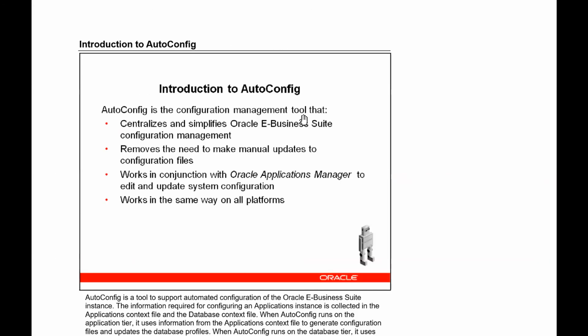AutoConfig is the configuration management tool which centralizes and simplifies the Oracle E-Business configuration management, removes the need to make manual updates to the configuration files, works in conjunction with Oracle Application Manager to edit and update system configuration, works in the same way on all platforms. So it centralizes and simplifies Oracle E-Business configuration management. That's the main thing. And it works in conjunction with Oracle Application Manager.